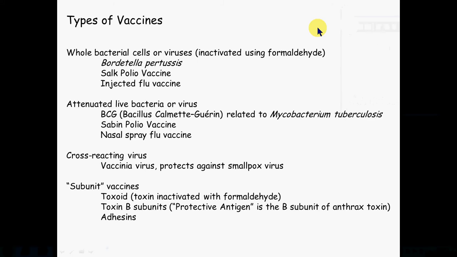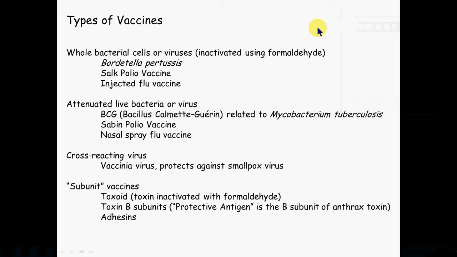Okay, so I think I skipped this slide. We're talking about vaccines and how vaccines are supposed to mimic the primary exposure to the pathogen, so that when the vaccinated individual sees the pathogen for the first time, that person can respond with a secondary response. We got that far, and then I think I skipped this slide, but basically we're talking about types of vaccines.